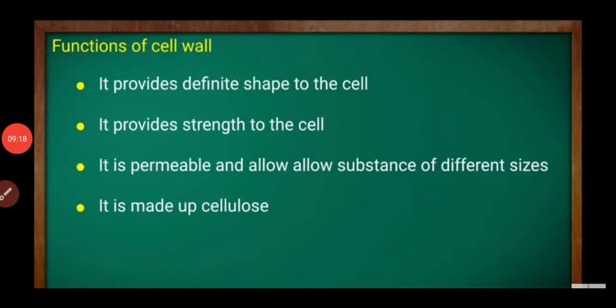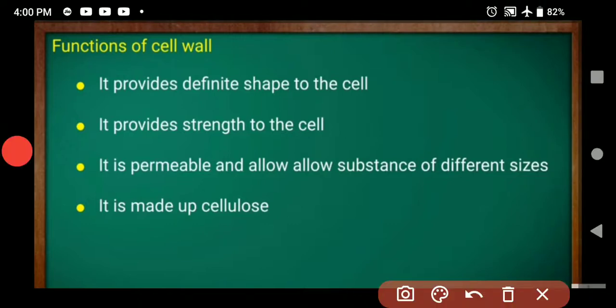Now see the functions of cell wall. What is the function? It provides definite shape to the cell, like cell membrane. It provides strength to the cell. It is permeable and allows substances to enter the cell and exit the cell. It is permeable and allows substances of different sizes. It is made up of cellulose.